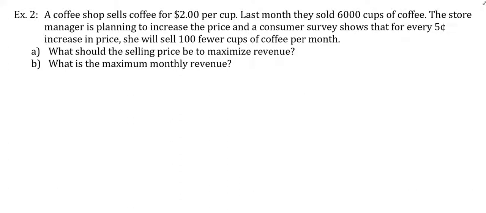So it gives us the price. This one's about a coffee shop. It gives us the price of a cup of coffee, which is $2 per cup in this case, and how many cups they sell. And then it's somehow got this magical consumer survey where they've discovered that if they increase, sometimes they decrease the price, sometimes they increase the price, but in this case, they're increasing the price. So if they increase the price by 5 cents, they will sell 100 fewer cups, and that makes sense.